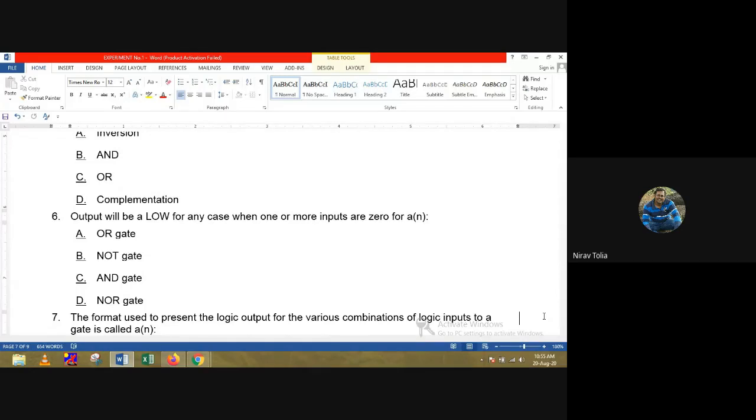For the NOR gate, what is the truth table of the NOR gate? The truth table of the NOR gate is 0 0 gives 1, otherwise 0. Sorry, 1 1 gives 0. But if both inputs are 0, then it will be 1. So the NOR gate is not the right answer. The right answer is the AND gate only. If any one input of my gate is 0, then my output will be 0. So which gate is it? It is the AND gate.